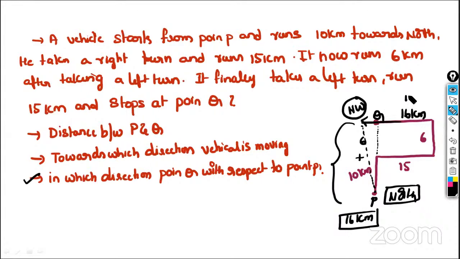Suppose the vehicle is moving only 14 kilometers, which means before 15. So here it stops. That means in which direction? Northeast. So here the most important thing is directions, right? Directions is the most important thing we have to take. So now you will get a doubt. Sir, what is the distance between them when it is 16 kilometers or 14 kilometers?